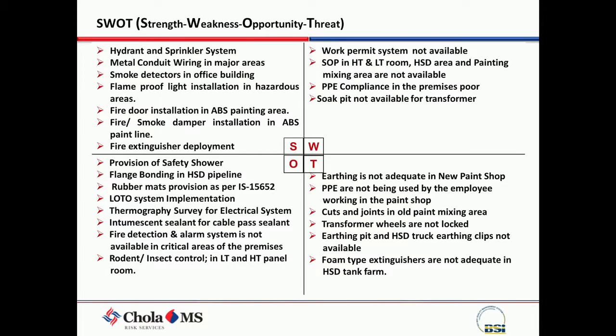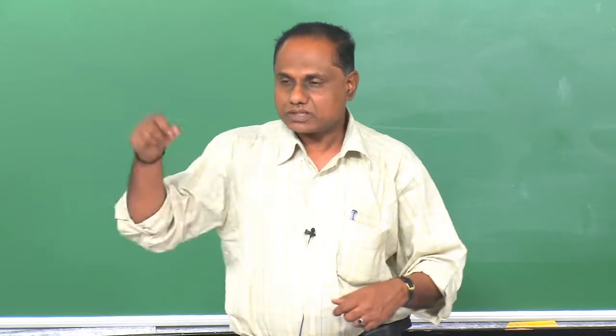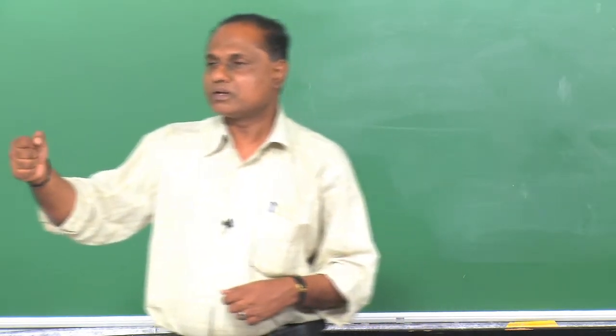And in terms of threat, what was critical there was that earthing was not proper in the paint shop. Paint shop handles a lot of highly flammable solvents. So when you enter any paint shop or any area where it's handled, you need to earth. You will have a door with the earth strip.